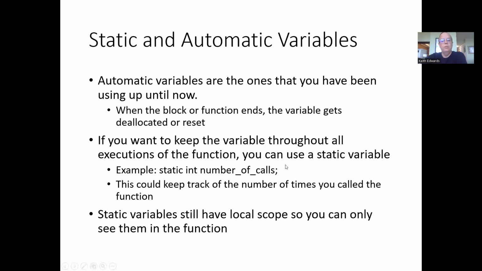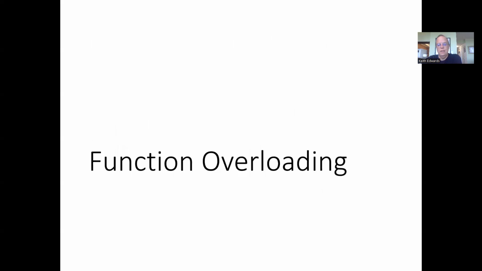Static and automatic variables. The automatic variables are the ones you've been using up until now. When the block or function ends, the variable gets deallocated or reset. So if we declare max inside a function, when the function ends, then max gets deallocated or reset. If you want to keep the variable throughout all executions of the function, you can use a static variable, for example, static int numberOfCalls, and that keeps track of the number of times you called the function. They still have local scope, so you can still only see them inside the function, but you don't deallocate them.